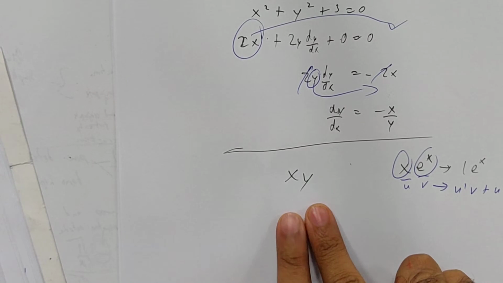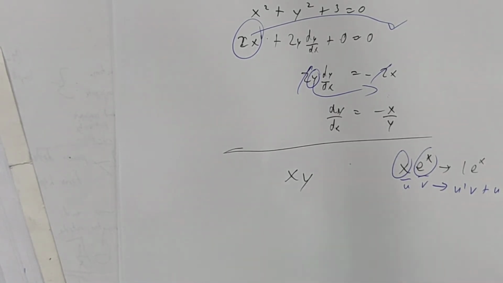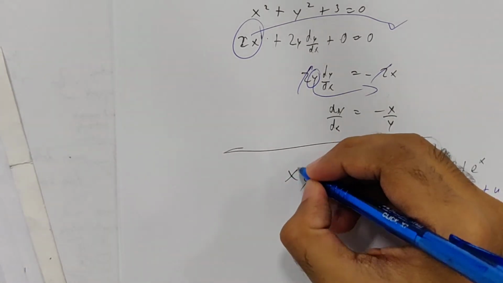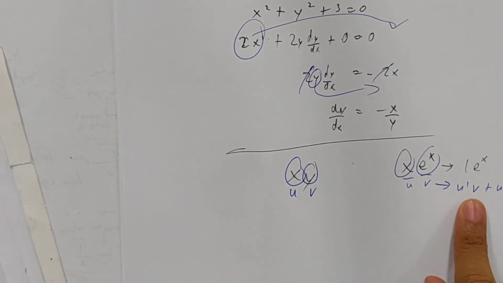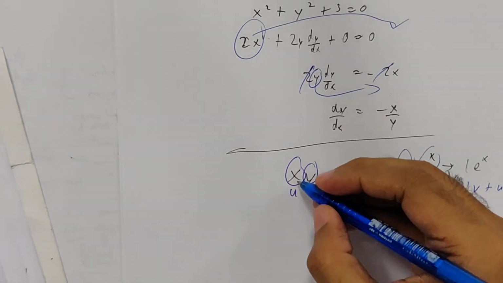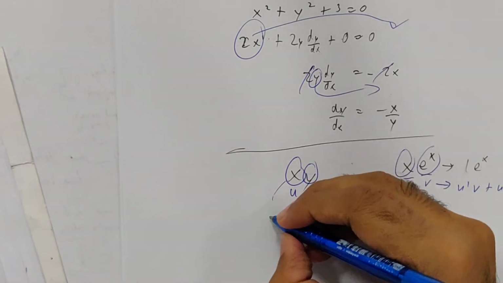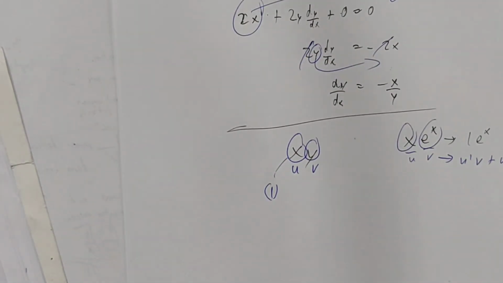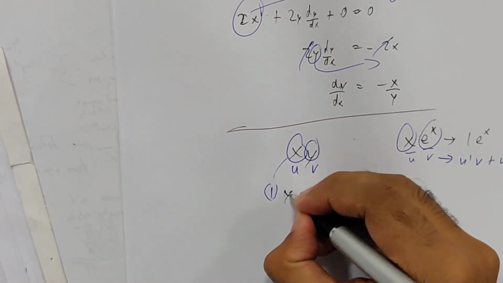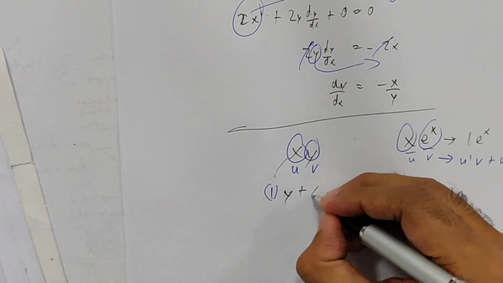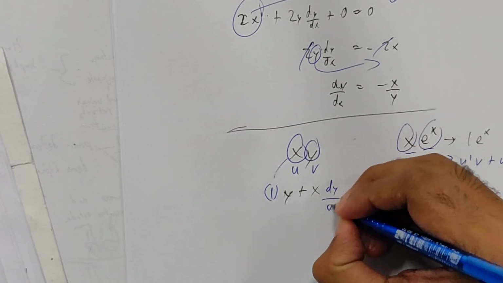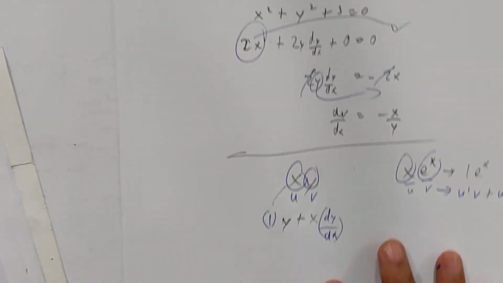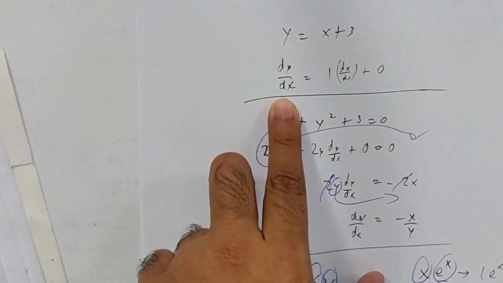Now, how are you going to differentiate xy? Why a product rule? Two different elements, u and v. So using the product rule, differentiate x, what do you get? And then y, plus x, differentiate y. Are you sure differentiating y you get 1? dy/dx. That's how you differentiate over here. You okay?